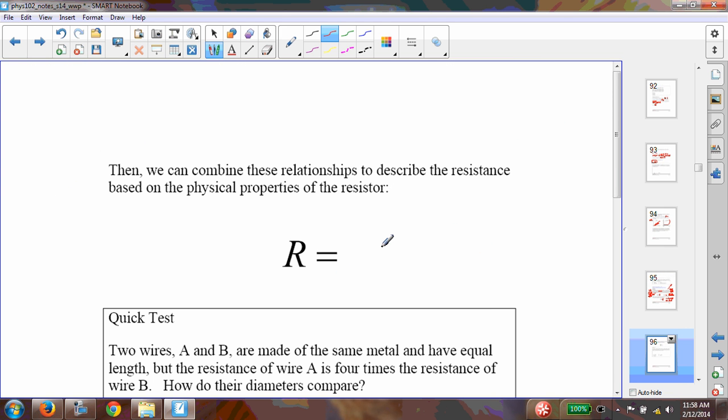So we can combine all three of these relationships, and we get this expression for resistance: R is equal to rho L over A. We see here that if L increases, R increases. If A increases, R decreases. And finally, if rho increases, R is going to increase as well. So we have these proportionalities and different effects on the resistance.